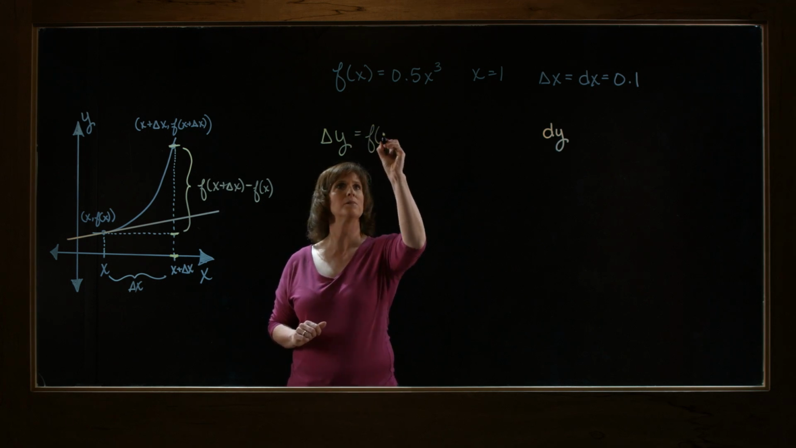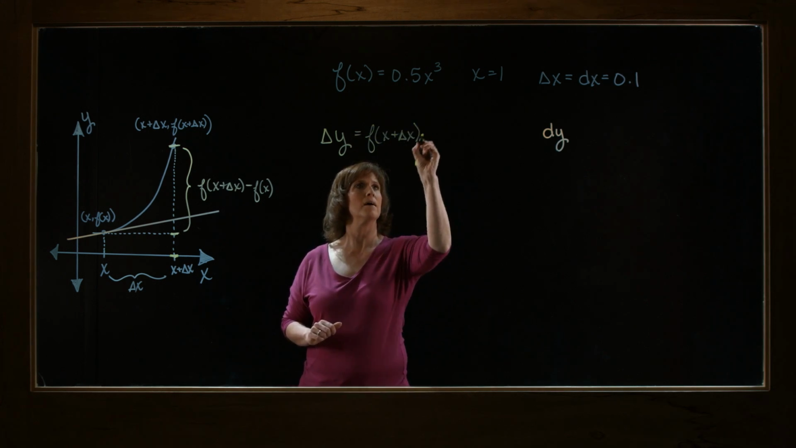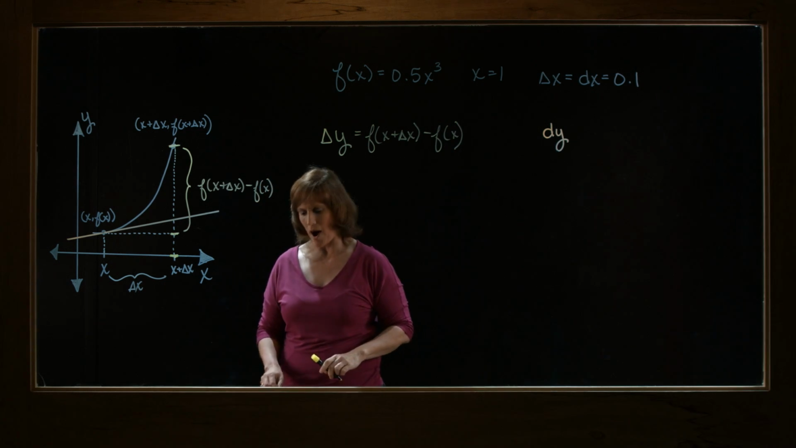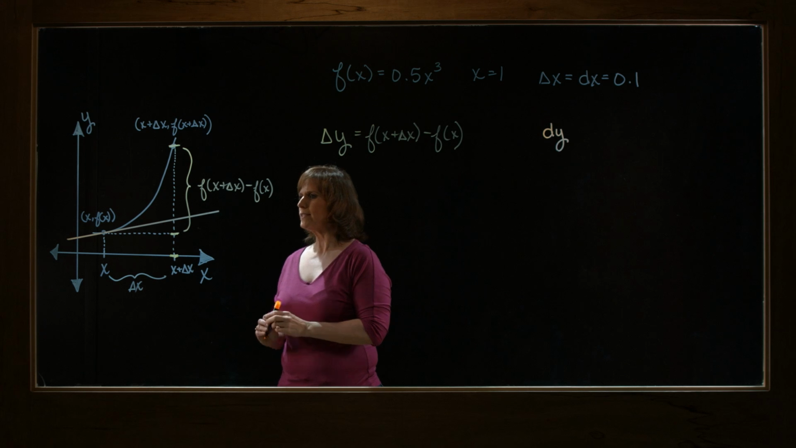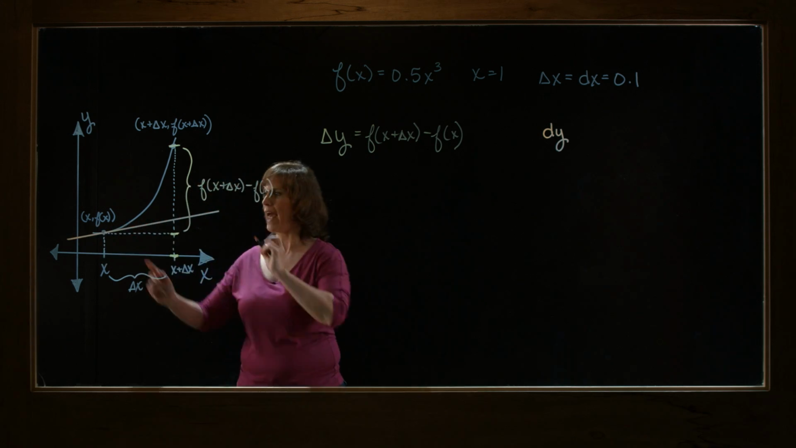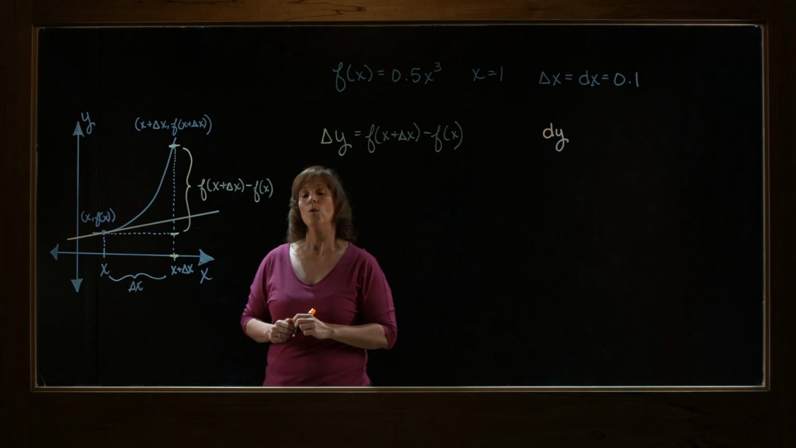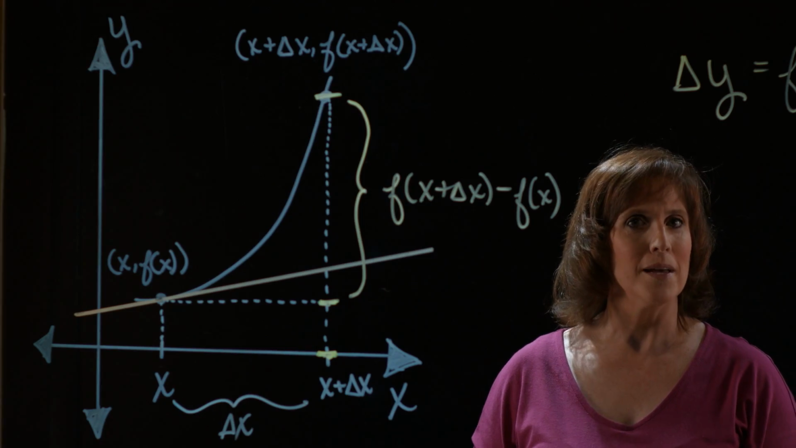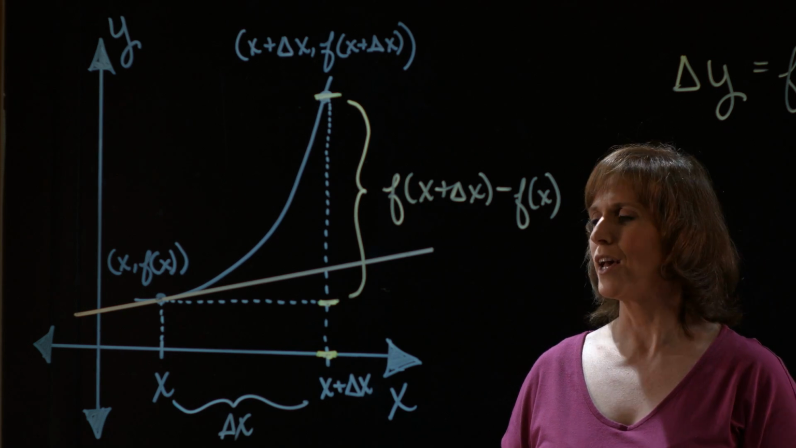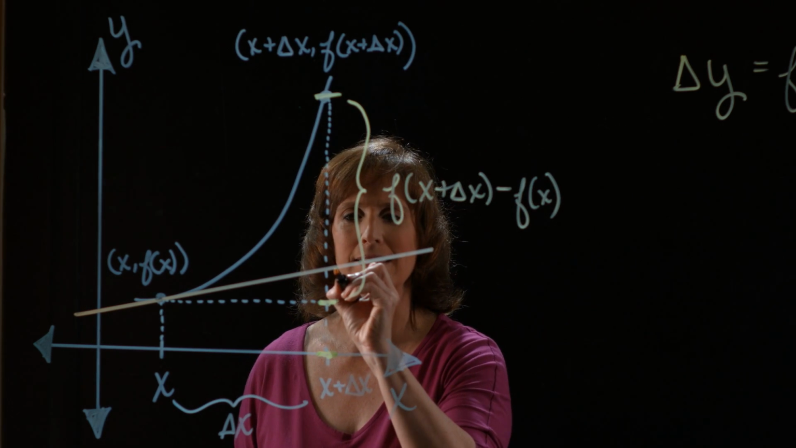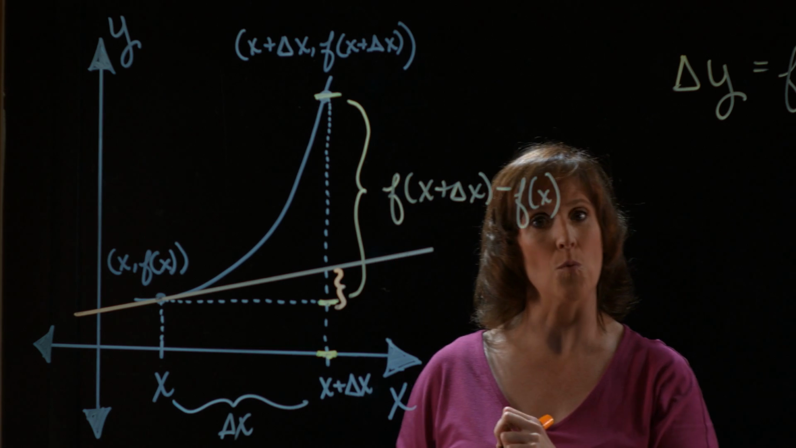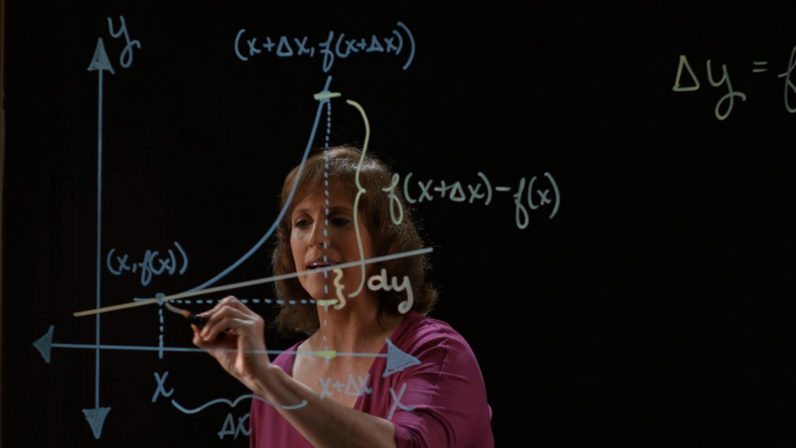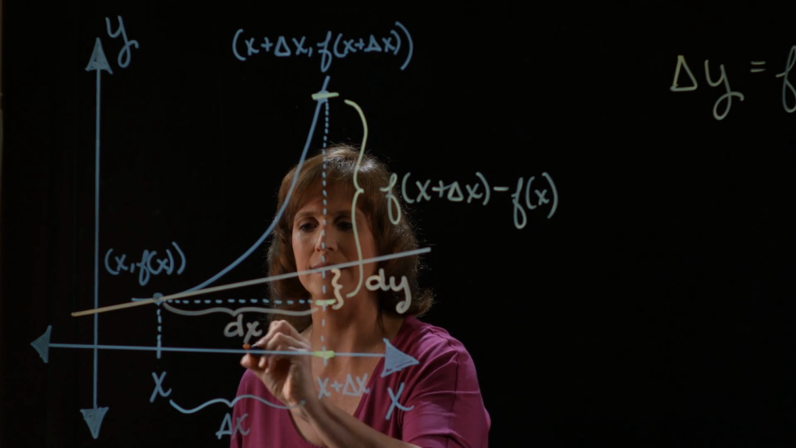So this is f of x plus delta x minus f of x. Well, how is that different from dy? Well, if you notice, I have a tangent line drawn at the point x, f of x. We know that dy dx is the slope of that tangent line. The slope is the change in y over the change in x. So that means that this distance, which represents my change in y, my change in vertical motion, that's the dy. The change in x is the dx.